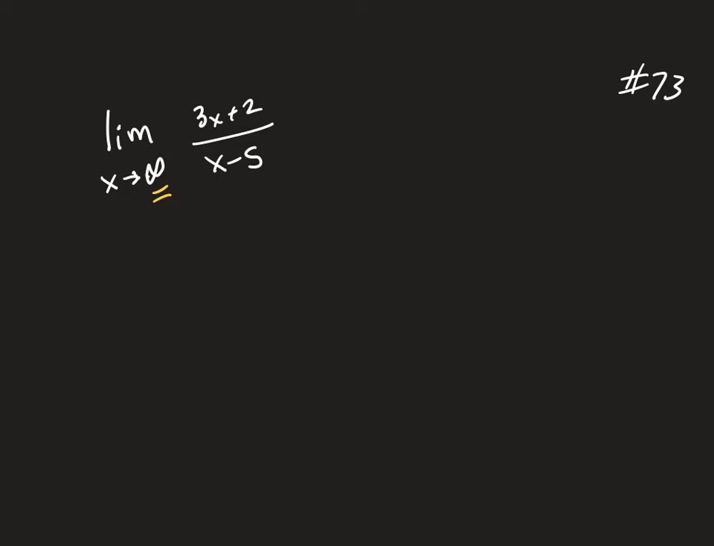If I just do substitution, I get a weird result, which we usually call an indeterminate form. When you do 3 times infinity plus 2, that's infinity. And when you do infinity minus 5, that's infinity. And so this is an indeterminate form, but that's good news because that means there's other math that we can do to try and compute this limit.